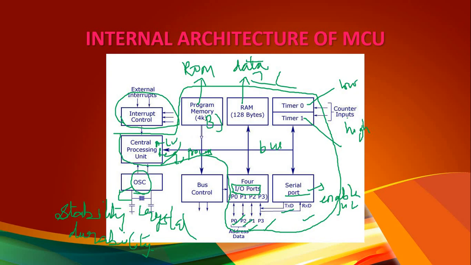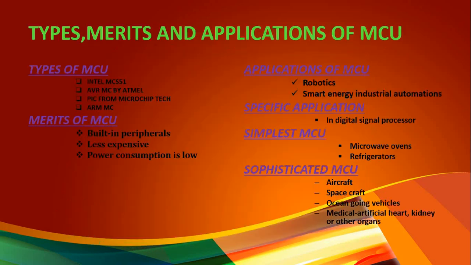Okay. And bus control, the bus controls are of three types. What are they? Address bus, data bus, and control bus. It acts as a pathway between the controller and other devices. This is the basic internal architecture of a microcontroller unit.